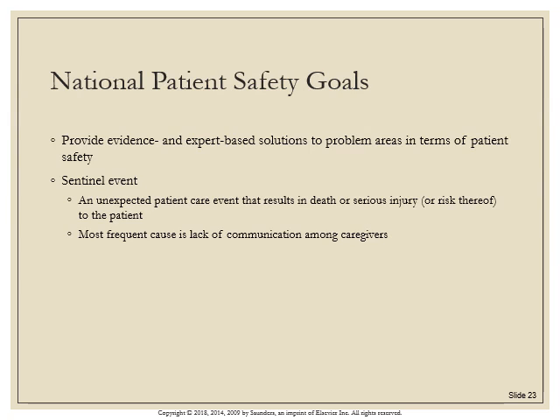The Joint Commission updates the National Patient Safety Goals every year. You can visit their website for the updated versions. The National Patient Safety Goals provide evidence and expert-based solutions to problem areas in terms of patient safety. A sentinel event is an unexpected patient care event that results in death or serious illness or injury to the patient. The most frequent cause is lack of communication among caregivers.